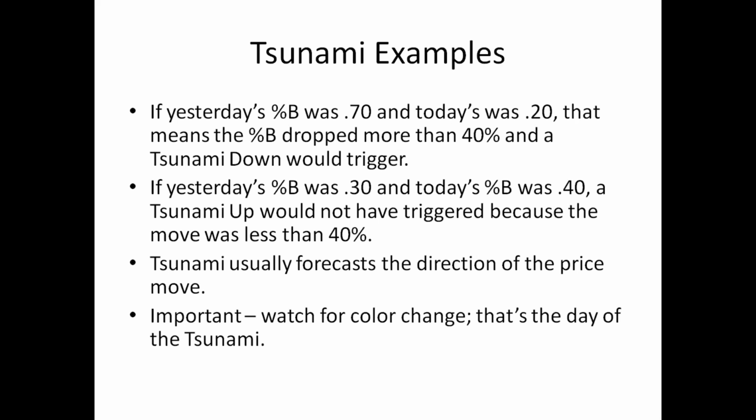If it was just the opposite, if we went from 0.2 to 0.7, it's more than 40%, a Tsunami up would trigger. If yesterday's percent B was 0.3 and today's percent B was 0.4, well, 40% of 0.3 is 0.12. We only went up 0.10. We would not have a Tsunami up because it was less than 40%.